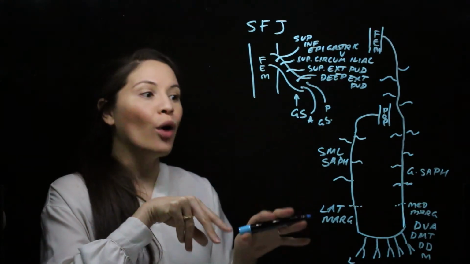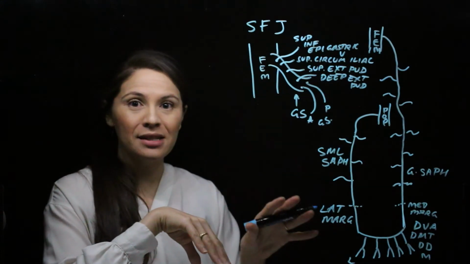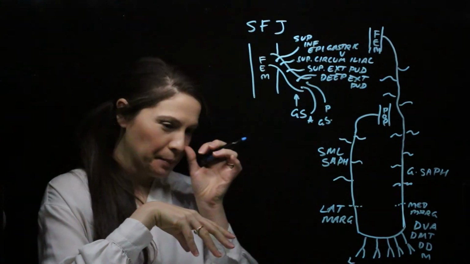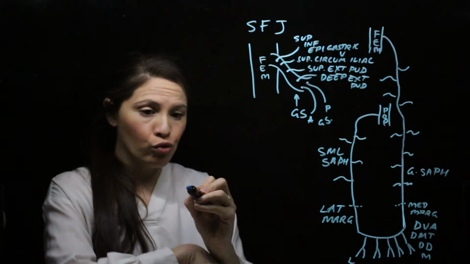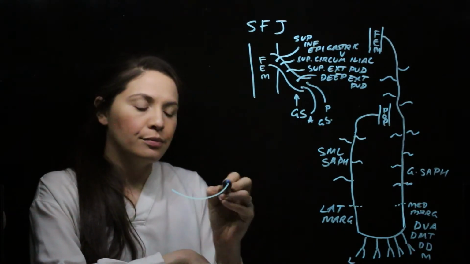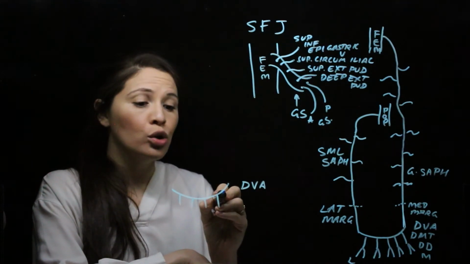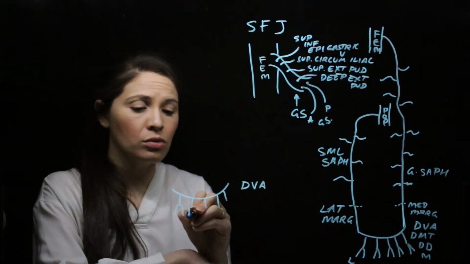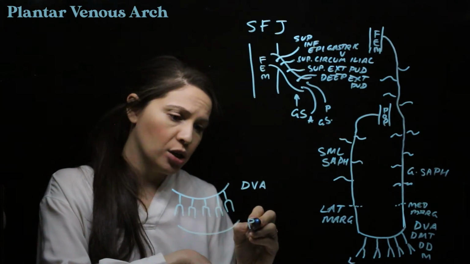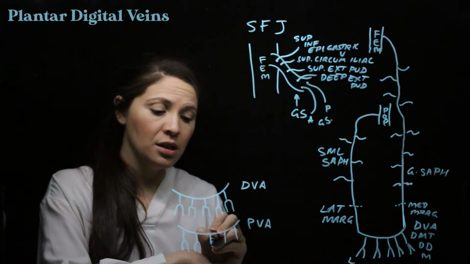Okay, so let's now move on to our deep veins. I'm still going to draw the dorsal venous arch, because the dorsal venous arch will also drain into some of the deep veins. I'm just going to draw it a little bit higher, because we need to also draw the plantar venous arch. To keep consistent, we've got our dorsal metatarsal veins with our dorsal digitals. Then we've got our plantar venous arch, which will have plantar metatarsal veins and the plantar digital veins.